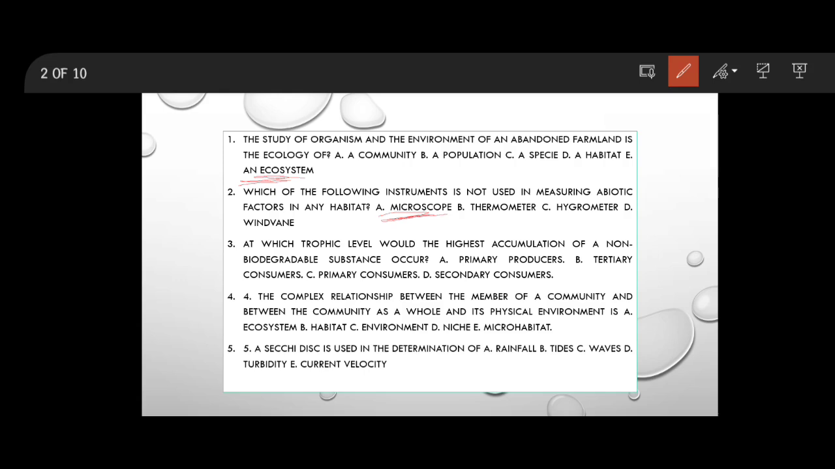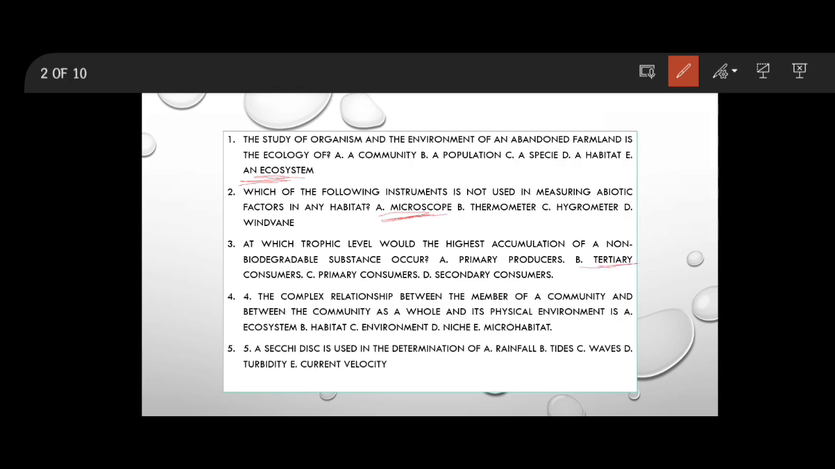Moving on. At which trophic level would the highest accumulation of non-biodegradable substance occur? We have the primary producer, tertiary consumer, primary consumer, and the secondary consumer. There is a phenomenon called biomagnification, that is the accumulation of waste as we move up the food chain, telling us that the highest accumulation of waste will be at the highest level of the food chain. Taking a look at the options, the highest level will be the tertiary consumer, since we start with the primary producer, then the primary consumer, secondary consumer, then the tertiary consumer.